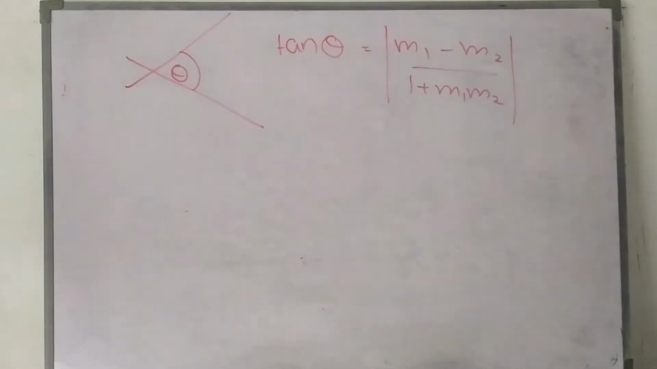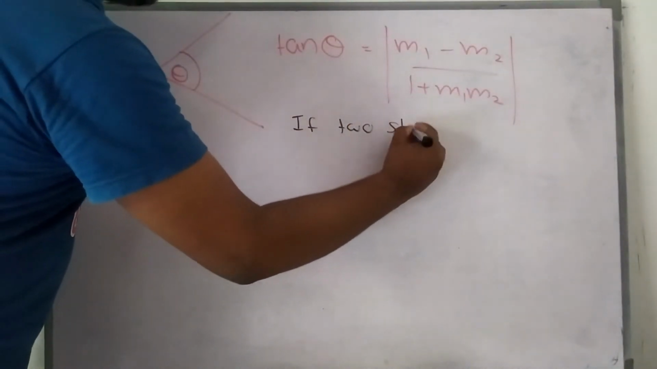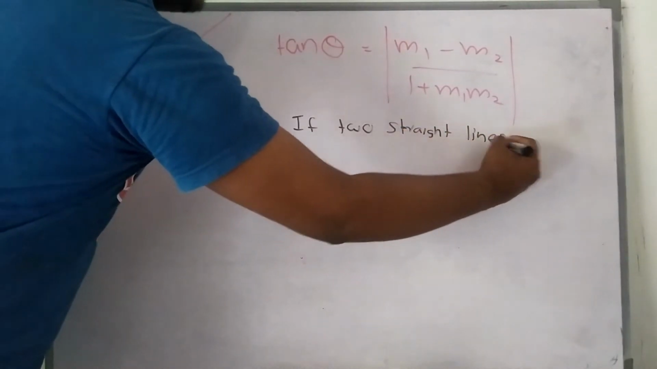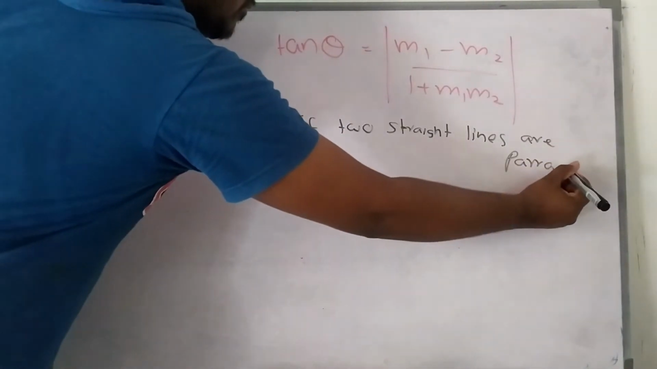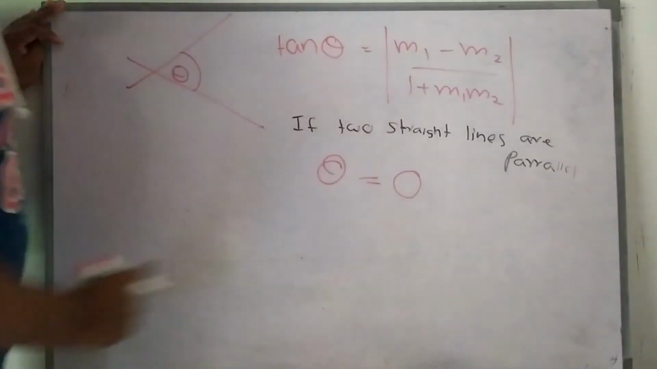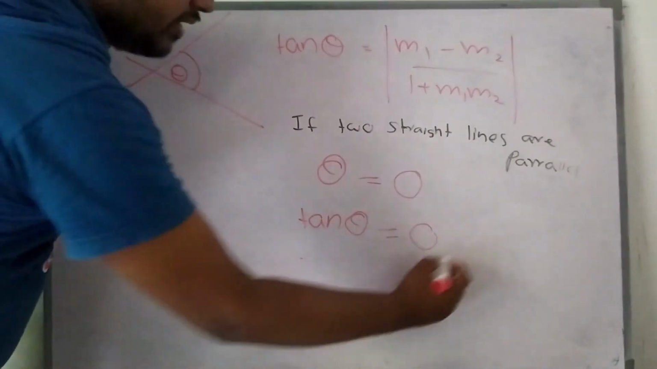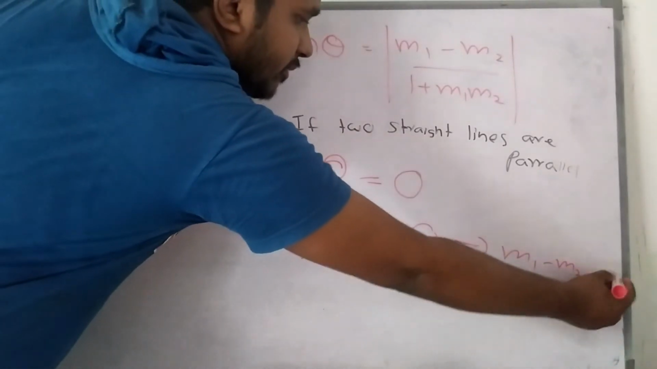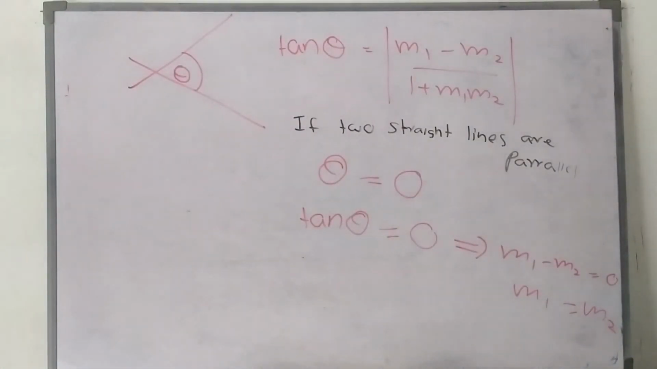Okay, so just assume now that two straight lines are parallel to each other. If two straight lines are parallel, then this theta will be 0. Theta is 0, so tan theta is 0. Therefore M1 minus M2 should be 0, so M1 should equal M2. So if two straight lines are parallel, tan theta is 0, right?